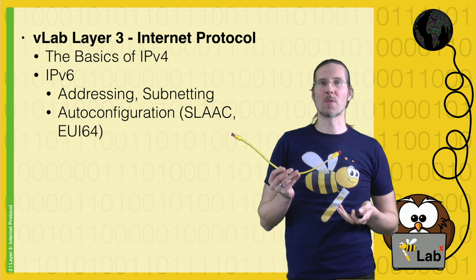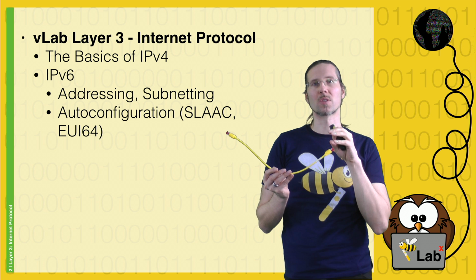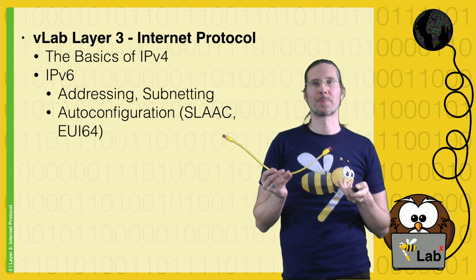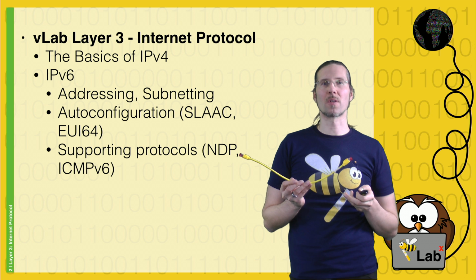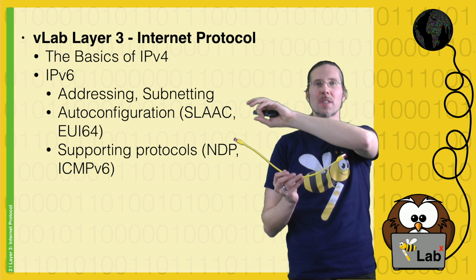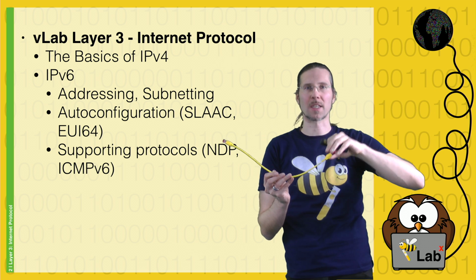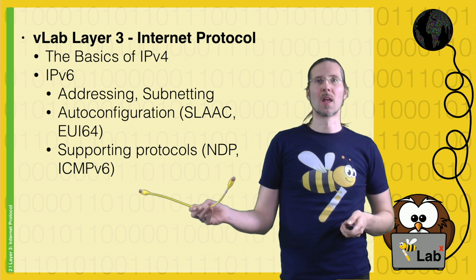We look at auto configuration. So how can computers on layer 3, so these hosts and routers, automatically get an IPv6 address? We look at supporting protocols. So the NDP protocol, for instance, is used for doing a resolution between layer 3, so the final destination of the packet, and layer 2, so the next hop of the packet here. It also does other things, as we'll see.